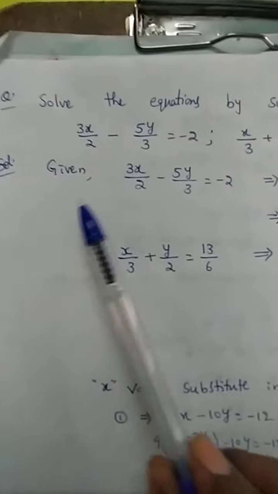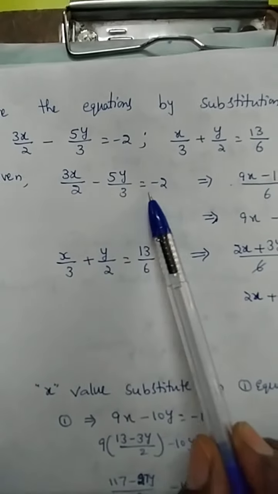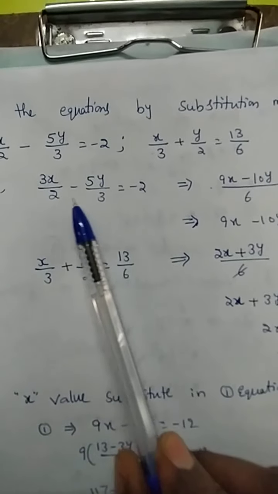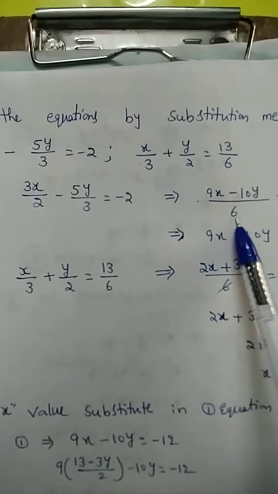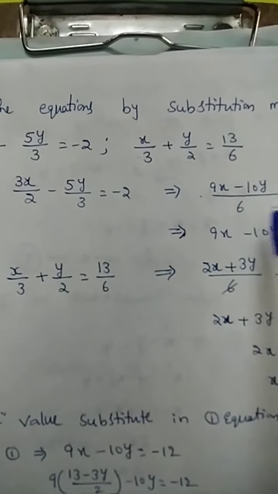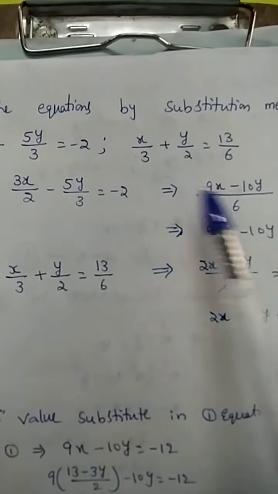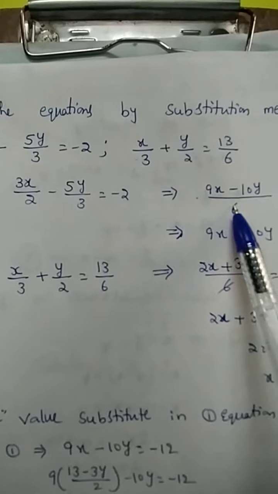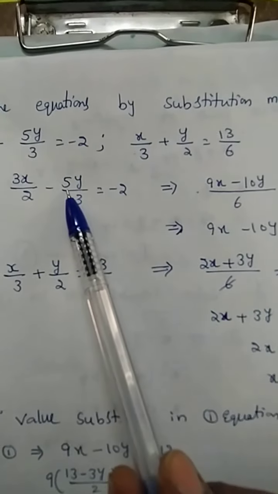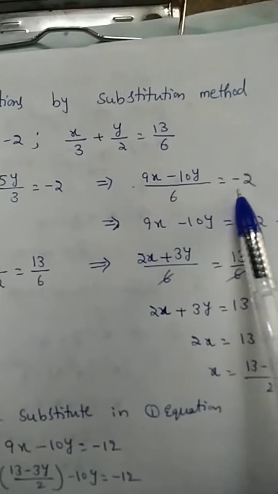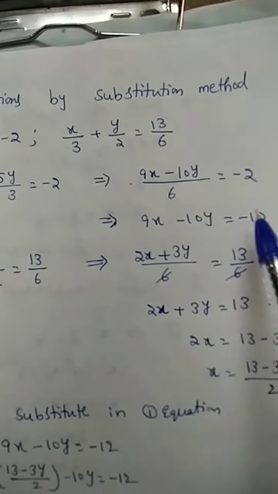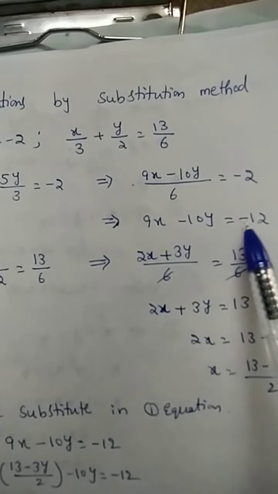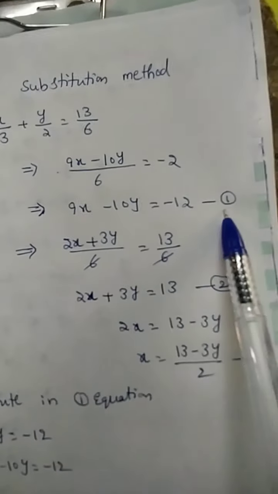Given 3x by 2 minus 5y by 3 is equal to minus 2. Find the LCM for these two fractions. 6 is the LCM. So 3 2s are 6, 3 3s are 9x; minus, 3 2s are 6, the 2 is multiplied with 5, 5 2s are 10y. Then that is equal to minus 2. 6 is transposed to that side: 6 into minus 2 is minus 12. 9x minus 10y is equal to minus 12. Now this is the first equation.